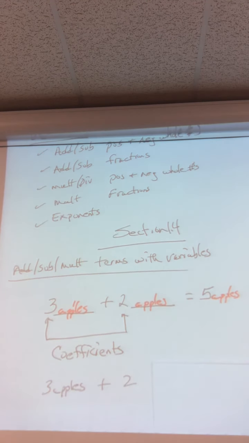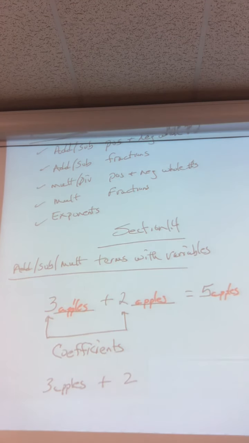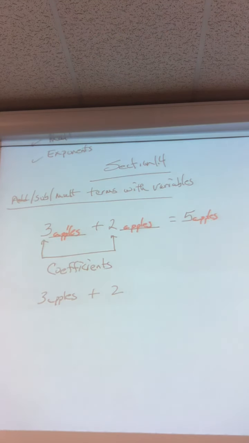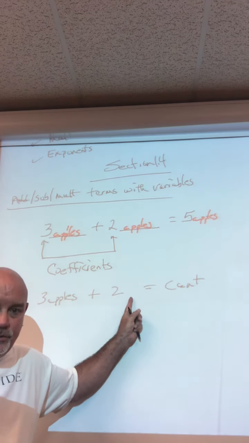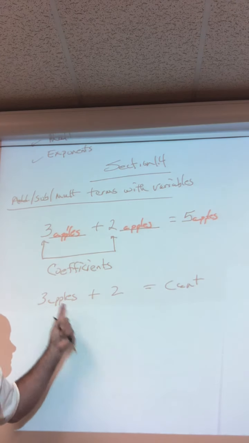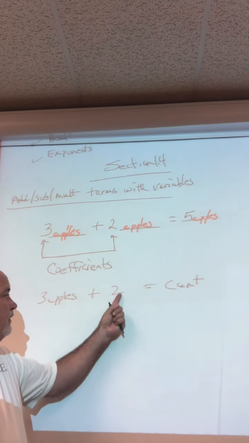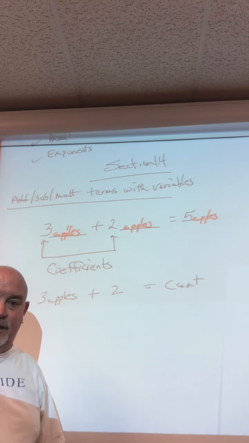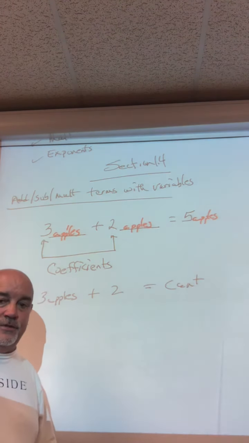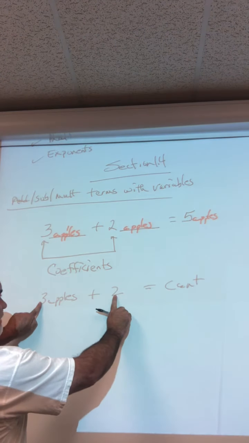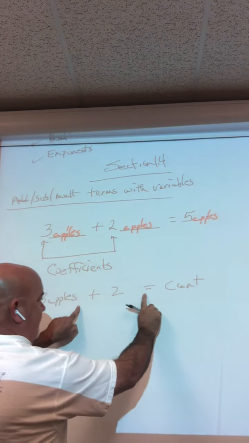So, if I had 3 apples plus 2, can't add those. You say, well, yeah, it's 5. No, I didn't say 2 apples. I just said 2. So these two terms cannot be added together. These are what we call unlike terms. Two terms are like terms if everything behind their coefficients is the same.